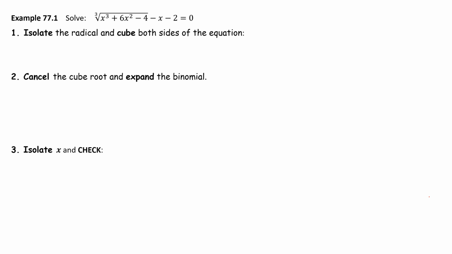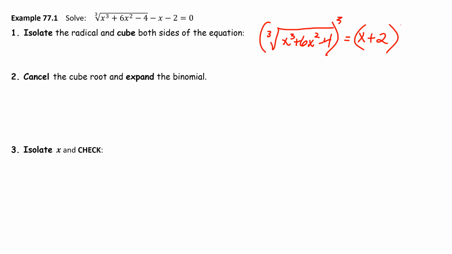So we're going to solve this equation. We have a cube root this time, and before we can do anything, we need to isolate the cube root completely by itself. So cube root of x cubed plus 6x squared minus 4 is equal to x plus 2. So we got it all by itself. Now we are going to cube both sides. So cubing it and cubing it.